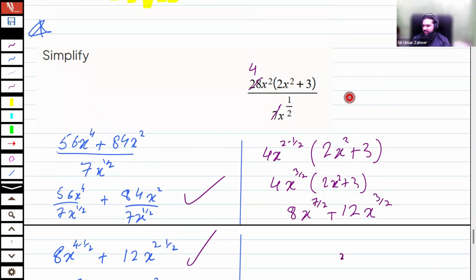Yes, obviously you have to write that part as it is, because that is multiplying. The relation between the two values: you have 28x here, 2x plus 3, and 7x raised to power 1 over 2. The relation between these two, they are multiplying. The relation between these two, they are dividing. If something is going to be cancelled out, just cancel out.